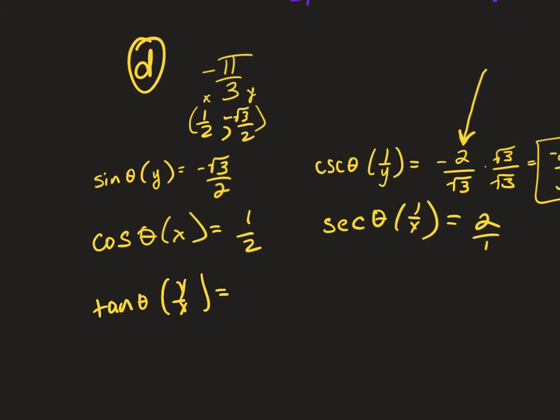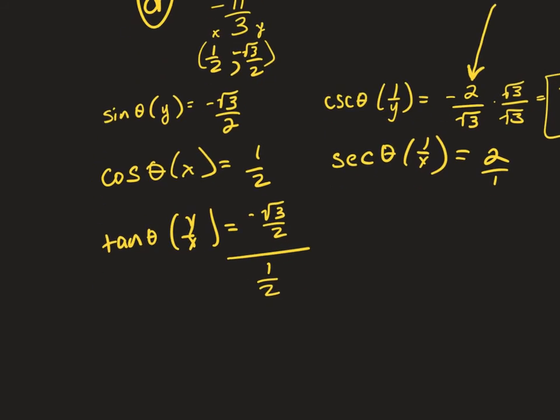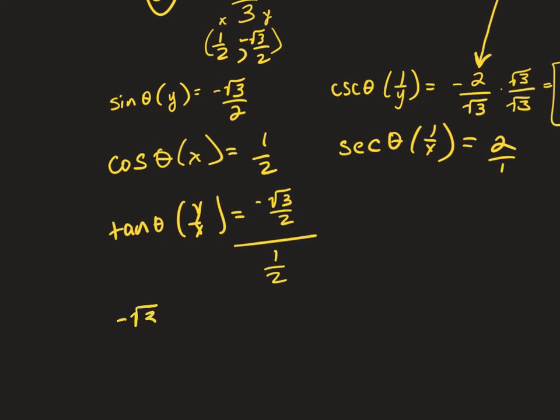What's my y value? Negative root 3 over 2 divided by my x, which is 1/2. So I have negative root 3 over 2 times 2 over 1. What happens to my 2's? I cancel, so I have negative root 3.